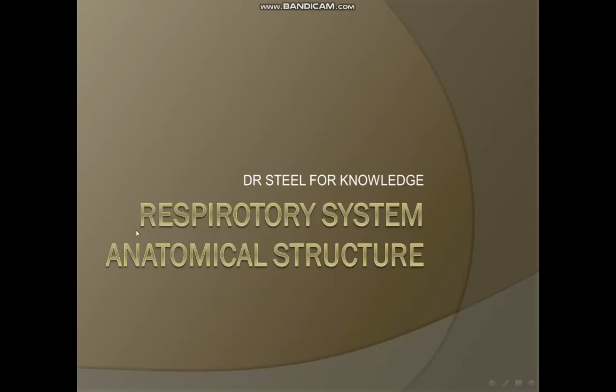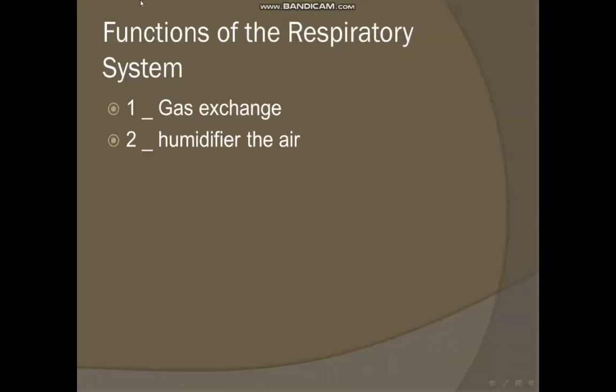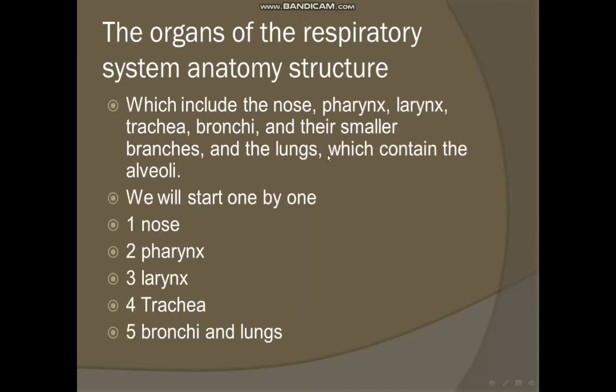I want to make a video about the physiology of the respiratory system, but I should mention the anatomical structure before that. Let's start. The function of the respiratory system is gas exchange and humidifying the air. The organs of the respiratory system consist of the nose, pharynx, larynx, trachea, bronchi and their smaller branches, and the lungs. We will start one by one from the nose to the lungs.